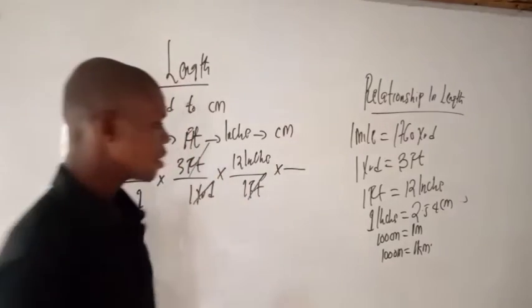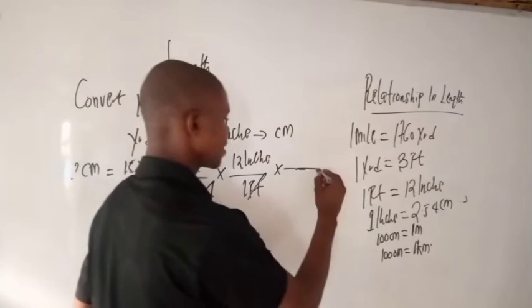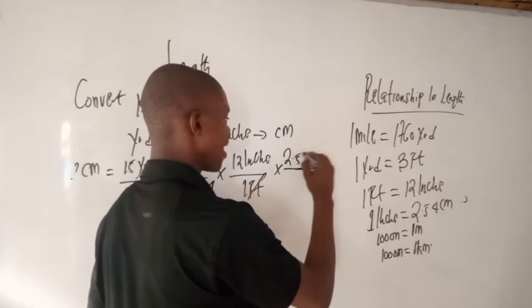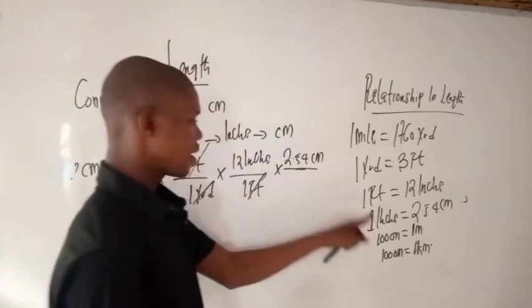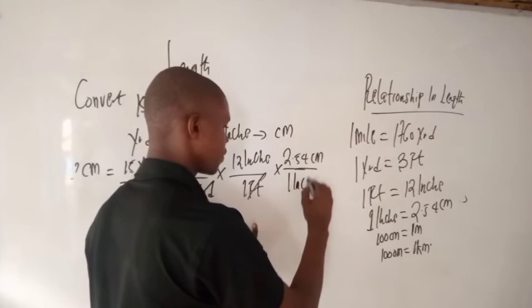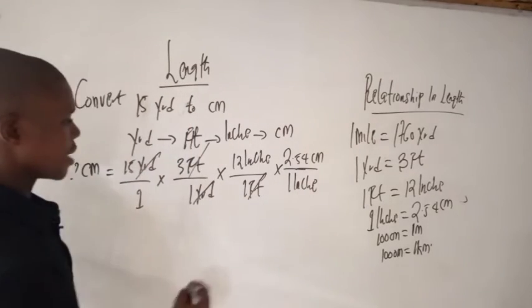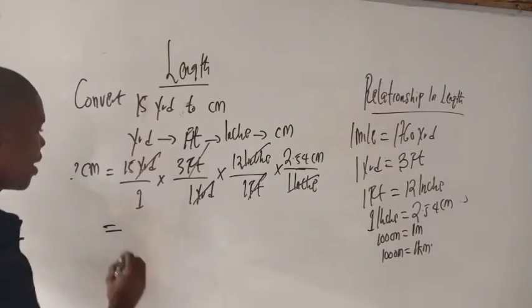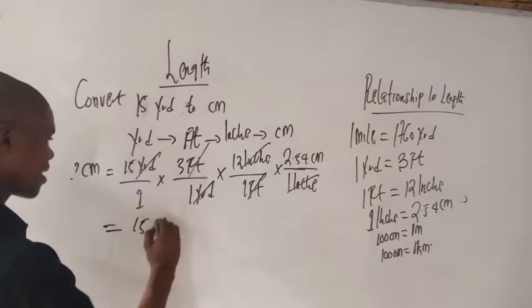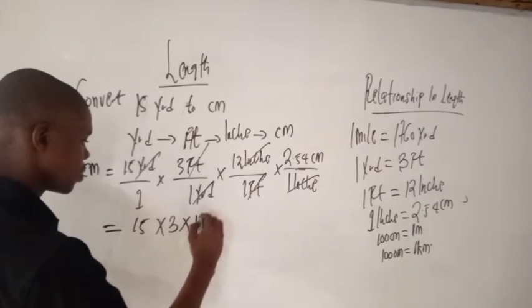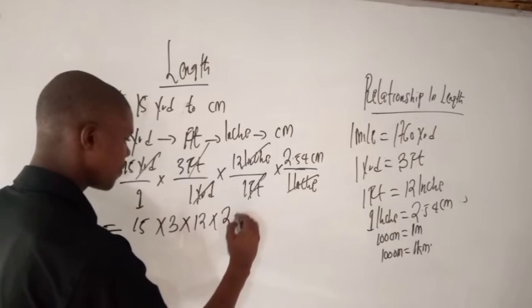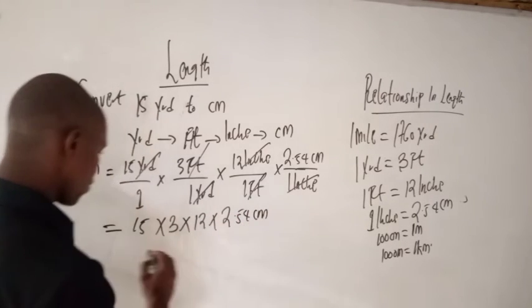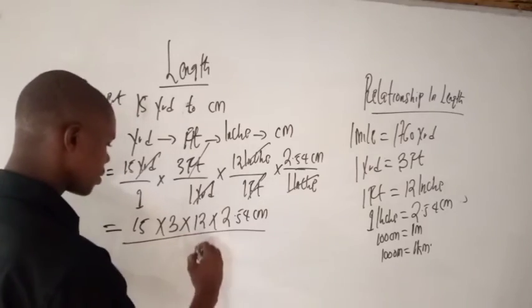Times the next one. Centimeter will be at the top: 2.54 centimeters over 1 inch. You can see that inch and inch go out. So what are we left with? We are left with 15 times 3 times 12 times 2.54 centimeters over 1.